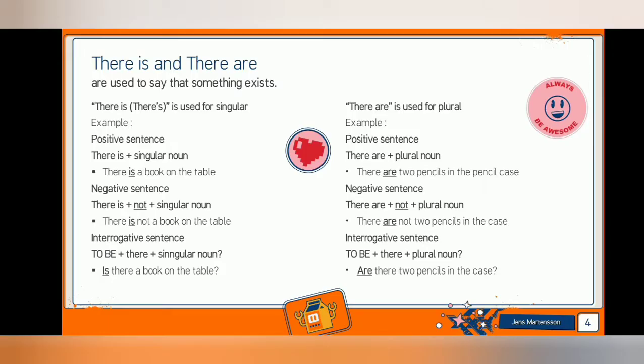There is and there are used to say that something exists. And now I will explain more. So, there is and there are used to say that something exists. There is is used for singular things. So in here, there is used to say something exists for singular things.